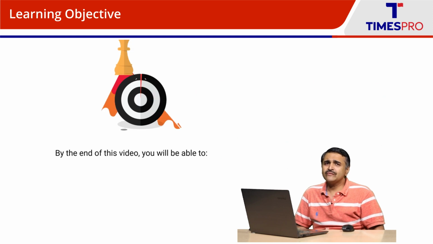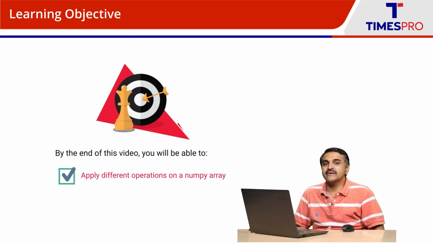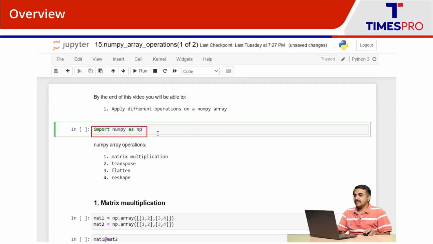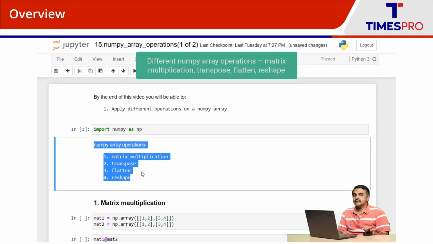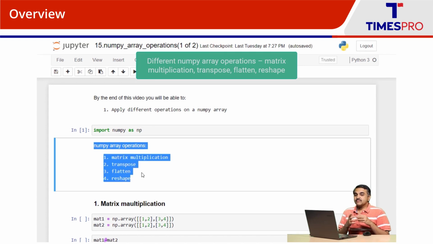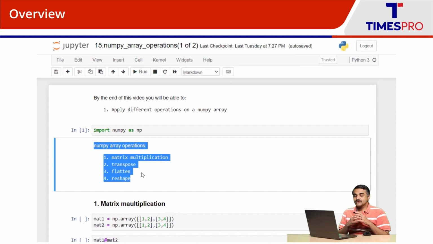By the end of this video, you will be able to apply different operations on a Numpy array. So let's first import Numpy. These are some of the Numpy array operations which we are going to look at: matrix multiplication, transpose, flatten and reshape. So these are the operations which we are going to look at in this video.